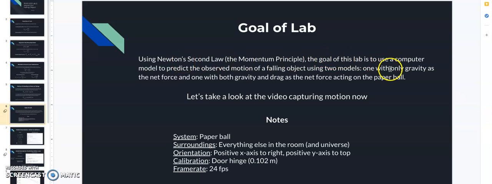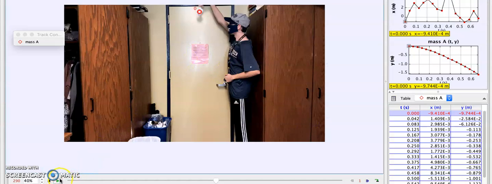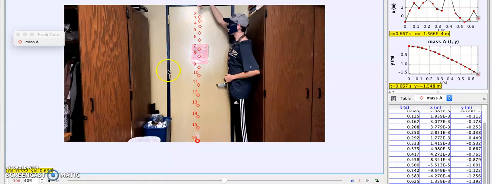The goal is to use a computer model to predict the observed motion of an object using two models, one with only gravity and the other with gravity and drag. So let's look at the video, and here are a few notes for the paper ball, everything else in the room being the surroundings, orientation, calibration, and frame rate. So here is the motion itself. Here's the ball being tracked. As you can see, it spreads out more as the change of position increases more, and we'll look at these graphs momentarily.